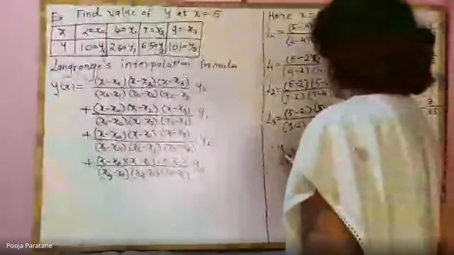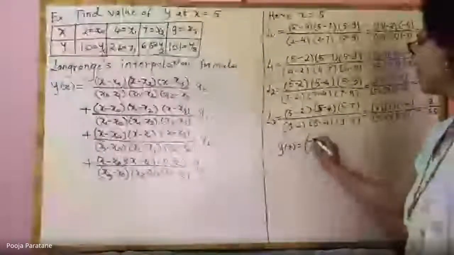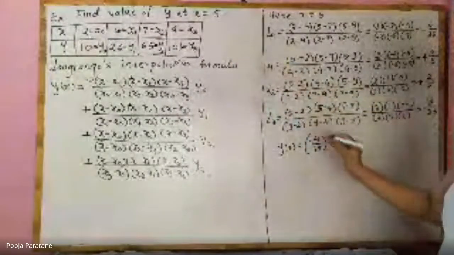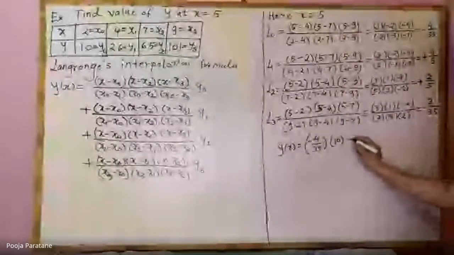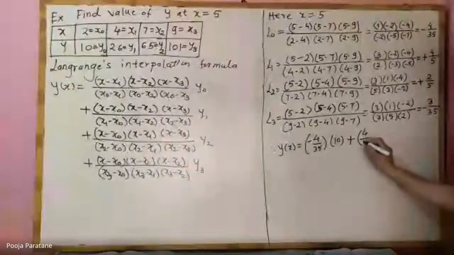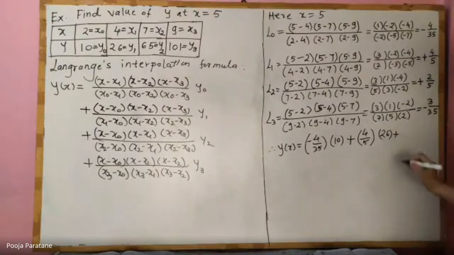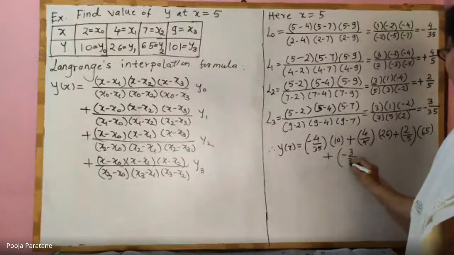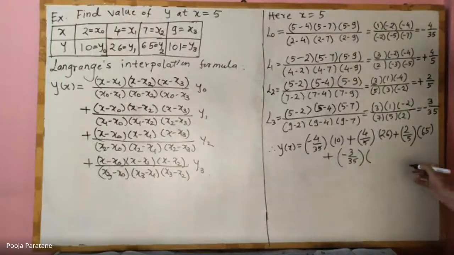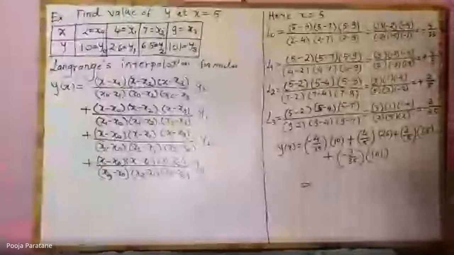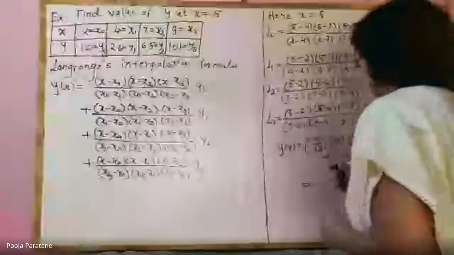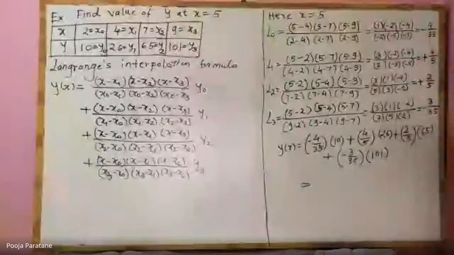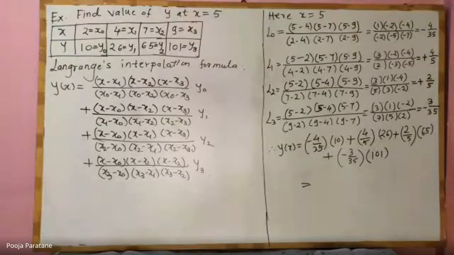So therefore, y(x) equals, let me write, the value of this L0 is minus 4 upon 35. And what is the value of y0? 10. Put everything in the bracket, plus. Now L1 is 4 upon 5 and the corresponding y1 is 26, plus L2 is 2 upon 5 and y2 is 65, plus the last value minus 3 upon 35 into y3, which is 101. Now you can calculate it. I think there is no problem in calculating this simple expression. Because if we put all this in the formula, we'll get confused and some mistake can be made with the sign. So it is better to calculate it.